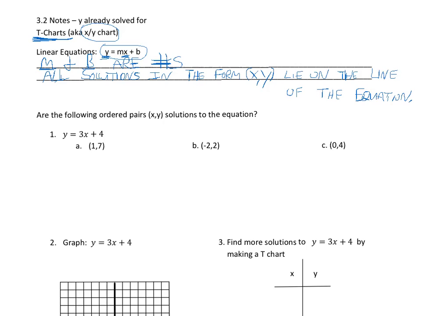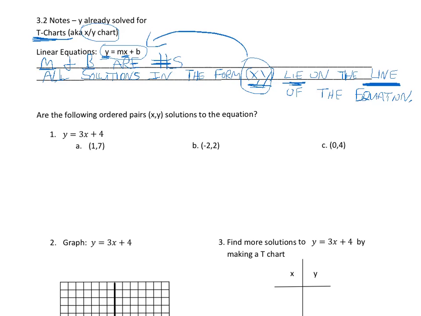Here's the main point. If we can plug in points x, y into this equation, and if I get the same number on the left and the right side, then we say this ordered pair x, y is going to lie on the line of the equation. Now, it's a little abstract. To make it more concrete, let's put all numbers in this.